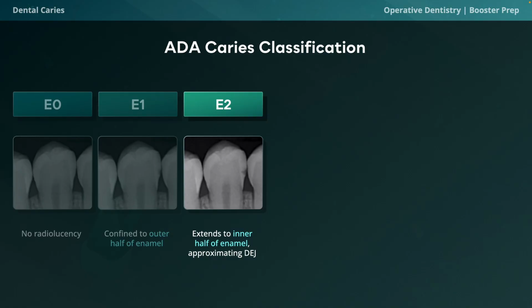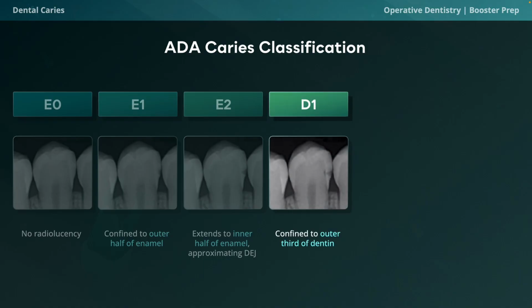Once the lesion crosses into dentin, the naming changes to D1, which refers to caries that extends into the outer third of the dentin. At this stage, bacteria have penetrated the enamel barrier, and the softer nature of dentin allows the lesion to progress more quickly. So when we're at this point, remineralization can still help slow the process, but restorative treatment is going to be necessary to prevent further damage.